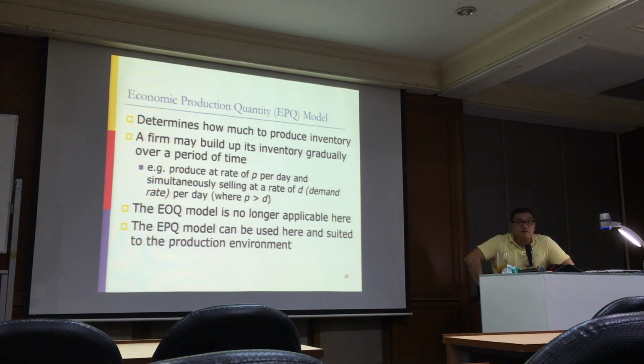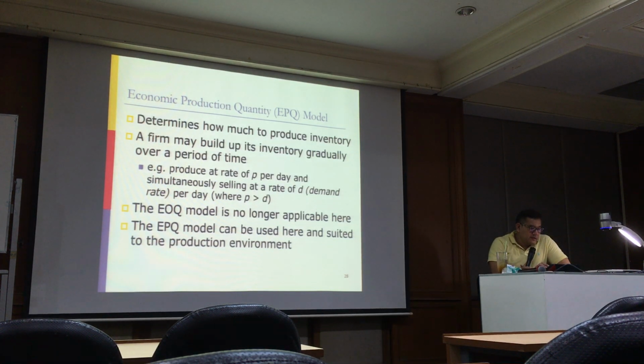So the EOQ will not be used for this case, because EOQ is not for when you produce the inventory on your own. With EOQ you make an order to store, but with EPQ you make your production and the excess of your production is stored as your inventory. And the concept of inventory level is different. In EOQ, inventory increases immediately, but for EPQ it builds up gradually. Okay.